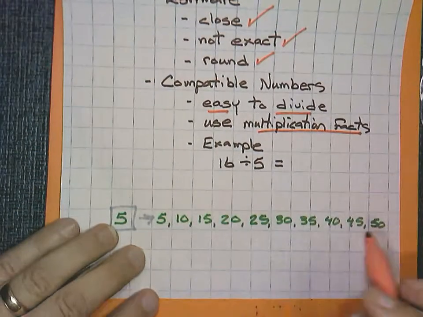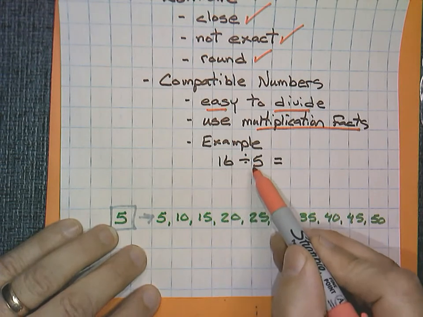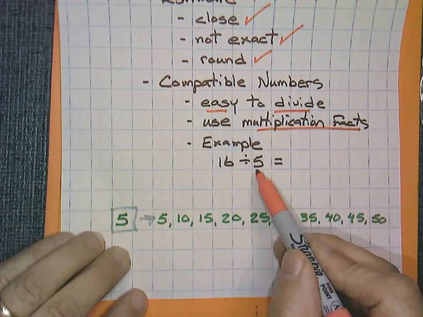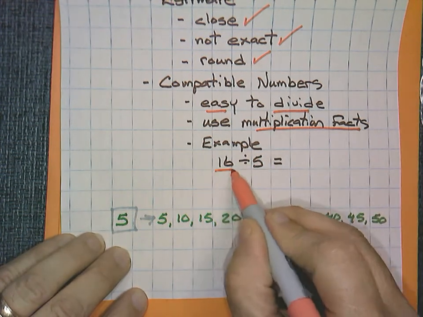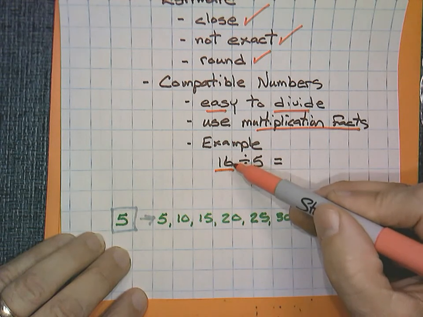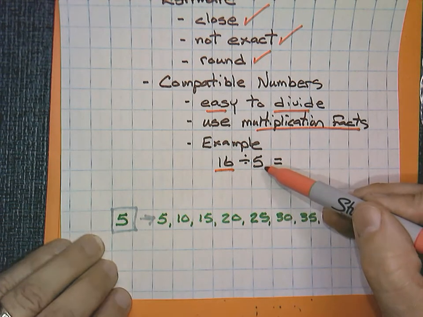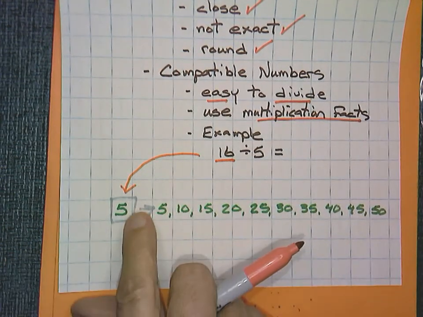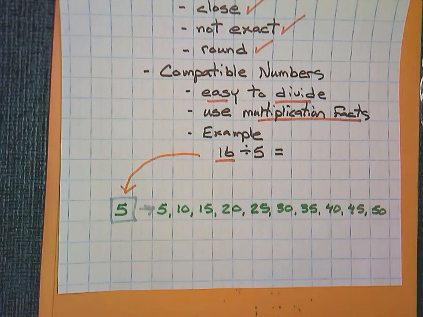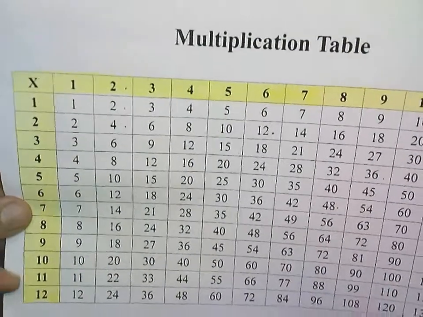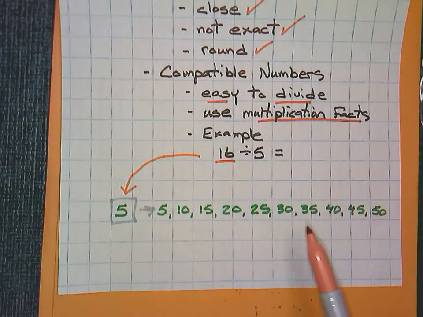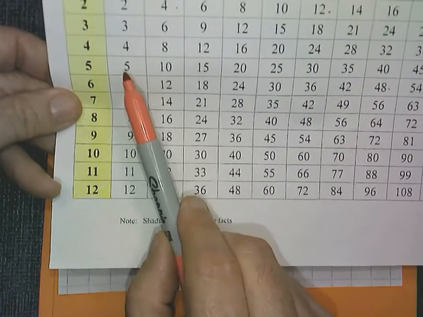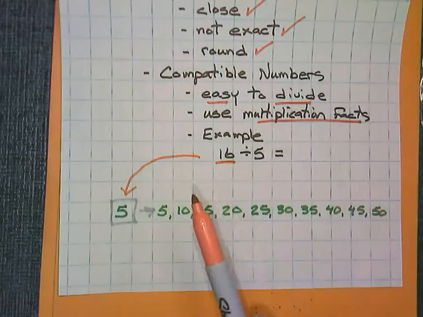Here's an example. 16 divided by 5. Now imagine if our job was to estimate this answer. I would try to find a number that is close to 16 that is compatible with 5. What I did here is I just simply put the information from our multiplication chart. I'll show you that right here. And because of organization, it's just easier to show you going from left to right. I'm going to show you the 5, and notice that it's just 5, 10, 15, 20, and so forth. And that's all I did right here.